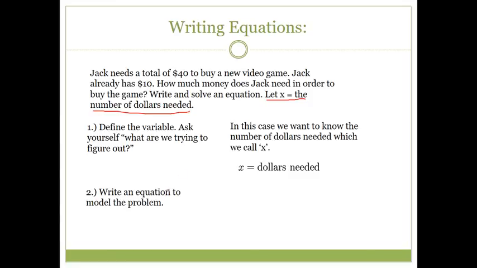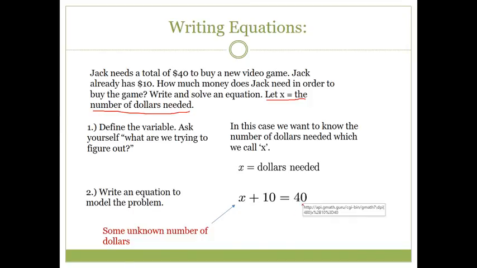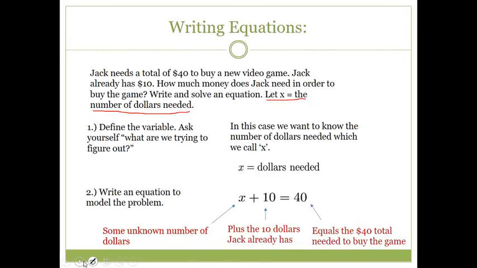And yes, that's true, but we can also think about it like this: I have some unknown number of dollars, like we don't know, we need some number of dollars, and if I add that to the 10 I already have, then I have a total of $40, which I need to buy the game. So again, take some unknown number of dollars, plus the $10 that I already have, and that equals the $40 total needed to buy the game.